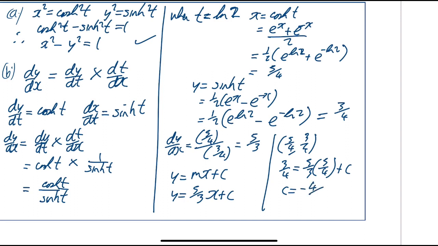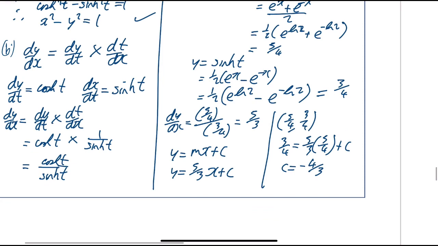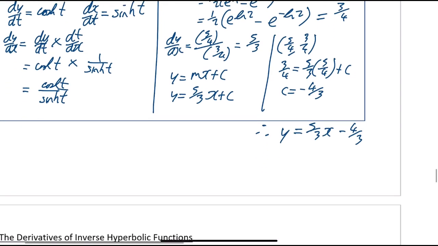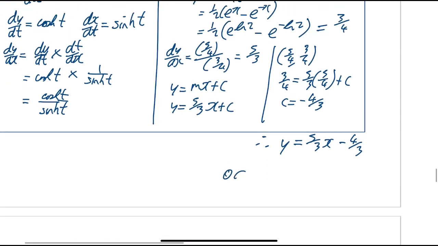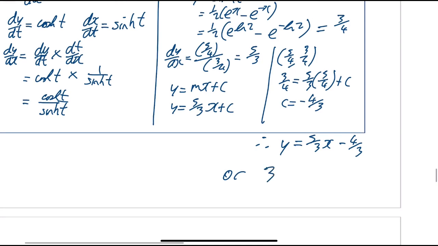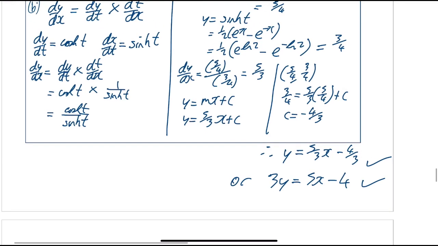Your c is going to be minus 4 over 3, and therefore your last bit, y is equal to 5 over 3 x minus 4 over 3, and sometimes they will like you to multiply by 3 to give you 3y is equal to 5x minus 4. So that's right, and that's right as well. Apologies for the mess there.